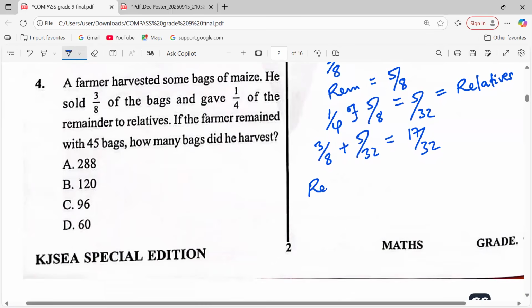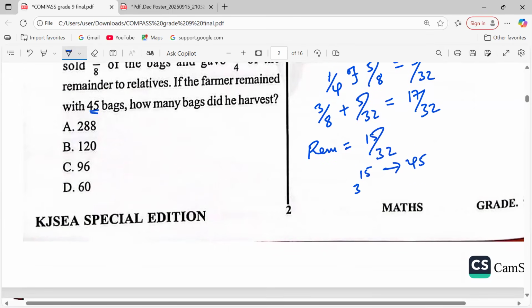remaining, the final remainder can also be obtained. 17 out of 32 has been used. Therefore, we remain with only 15 proportions out of the 32. This is what remained. And we are told that this remainder now is equivalent to 45. So we can say 15 proportions that have remained equals 45 bags.